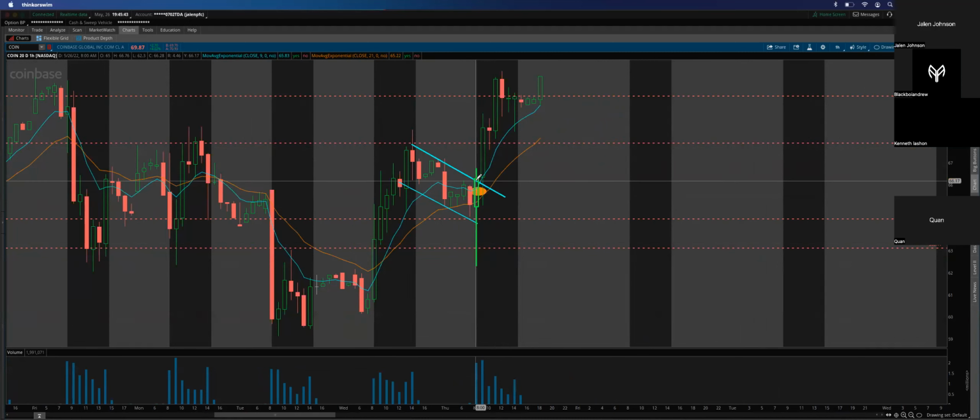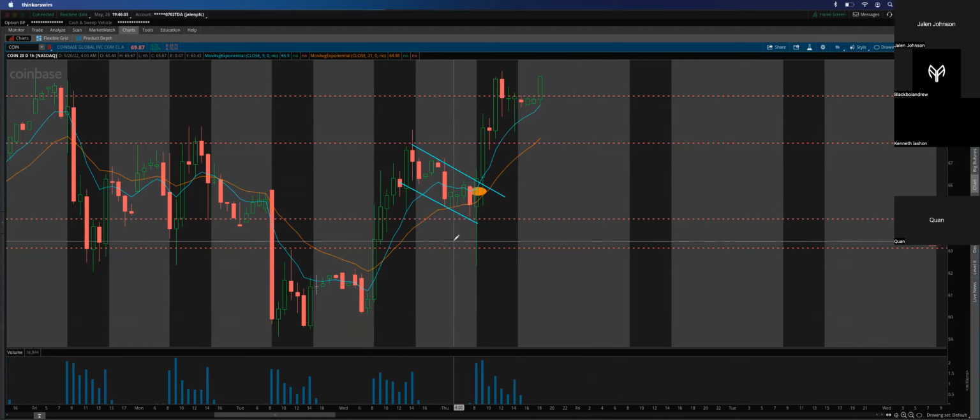So also, what made me keep getting back in was it was still holding my EMAs as well. And we just rolled it up, right? So technically, I should have never sold Coin at all because as you can see, it's still holding this 9 EMA. I could have probably swung it for tomorrow as well, just because it's holding that 9 EMA. But, you know, we take profits and live to trade another day.